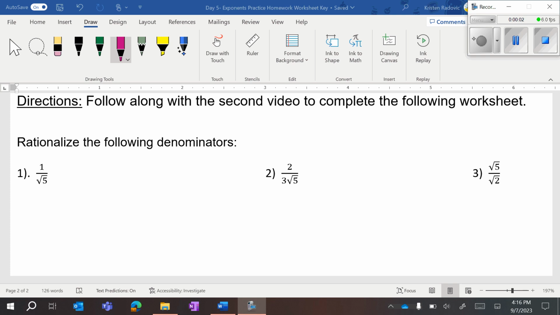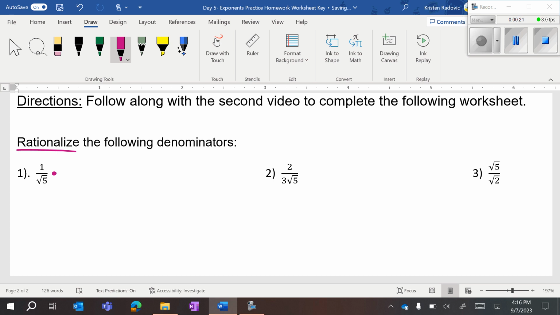Hello, in this video we are going to talk about how to rationalize a denominator. What rationalizing a denominator means is to not have a radical in the denominator. We only like to have our radicals in the numerator. So if you want to get rid of a radical in the denominator, you need to multiply by it.